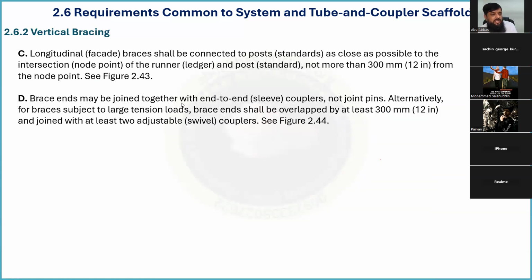Braces end may be joined together with end-to-end sleeve couplers, not joint pins. Alternatively, for bracing adjacent to large tension load, bracing ends shall be overlapped by at least 300 mm (12 inches) and joined with at least two adjacent swivel couplers.